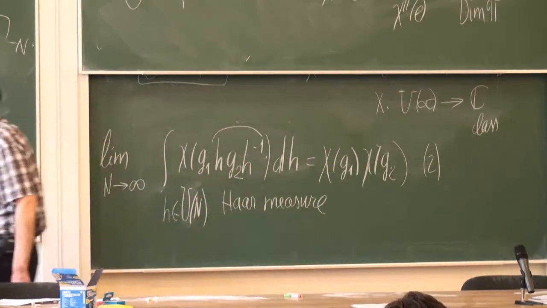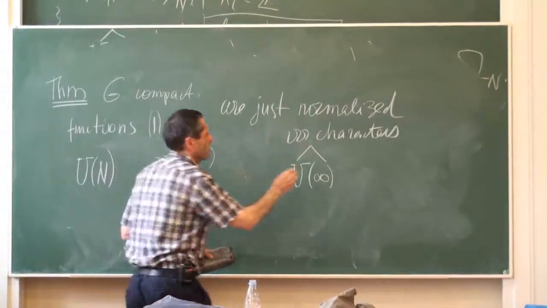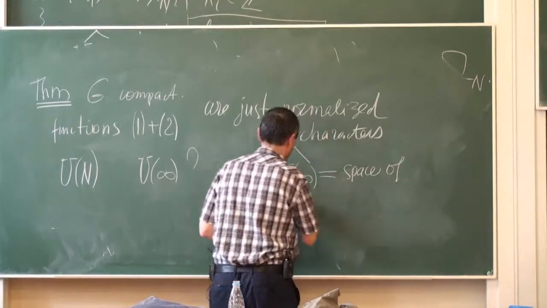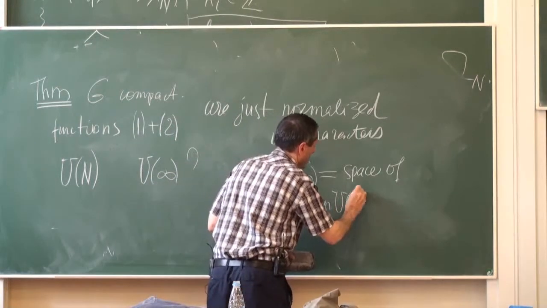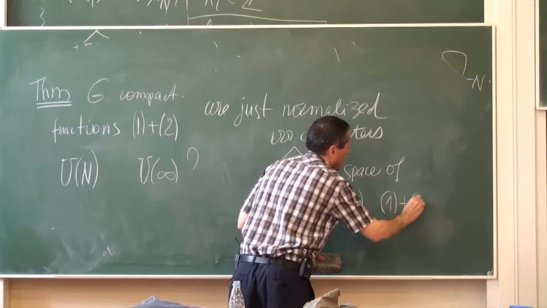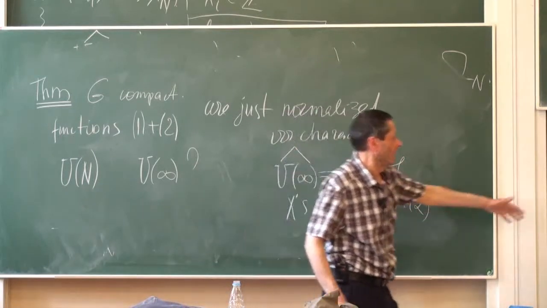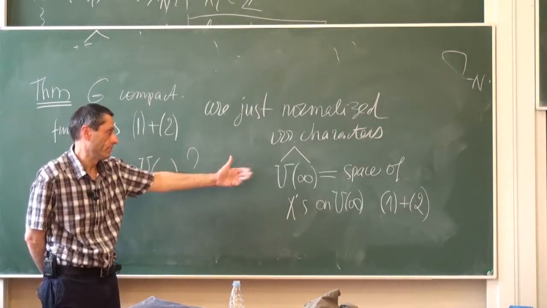And again, one can prove that there are many characters in this sense, and by definition, the dual object is the space of such functions on U infinity, which satisfy the two requirements: centrality, and the limit modification of the functional equation. So this is only a formal definition.